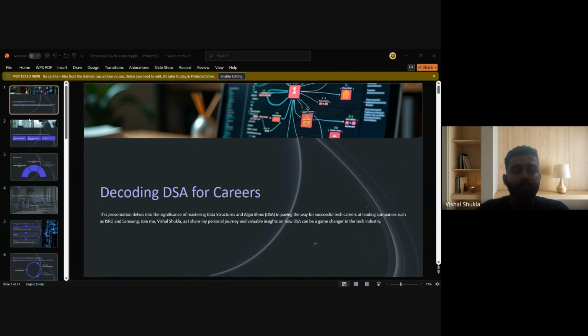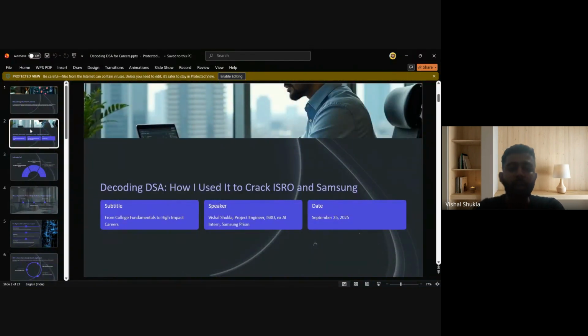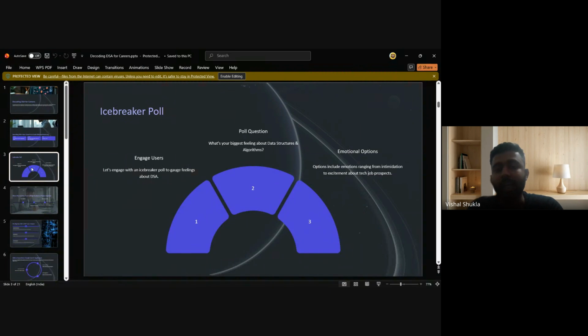The next thing that will be coming up is decoding DSA, how I used it. There will be three titles: initially, secondly, and tertiary. Wherever you are going, you need this particular thing. The icebreaker here will be how you can engage with DSA and all.